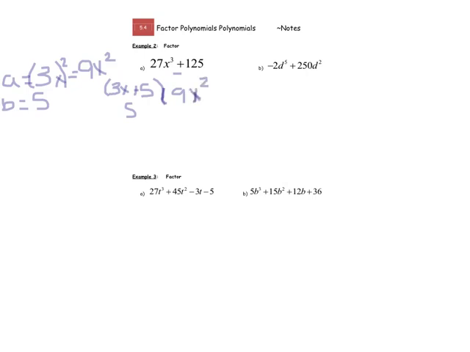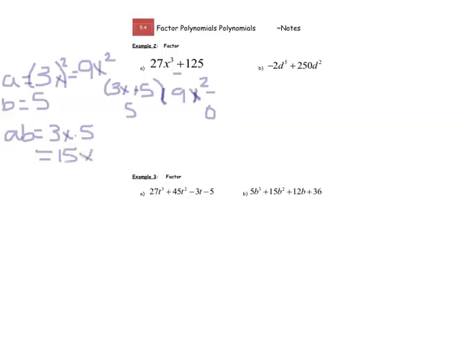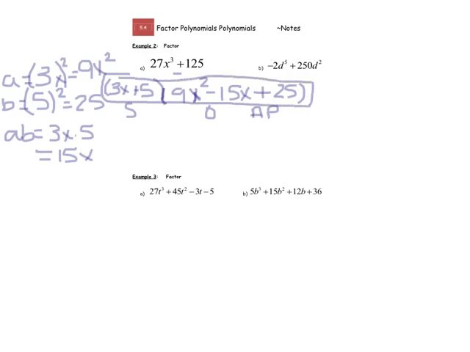Now we need the opposite sign for SOAP. So that's minus. Then A times B. So 3x times 5 is 15x. Then the always positive part of SOAP, and then B squared, which is 25. So this is your answer: 3x plus 5 times parentheses 9x squared minus 15x plus 25.